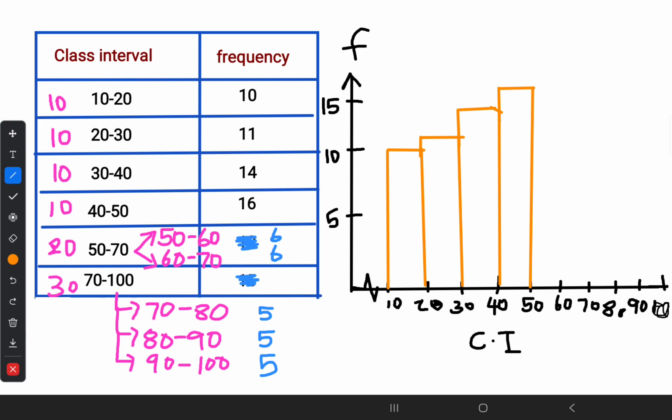50 to 60. Here we split these intervals. So individually the total frequency was distributed evenly: 50 to 60, 60 to 70. So here we did this work. Okay, we cannot draw a single block with 20 to represent the data directly. That's why we properly oriented this data.